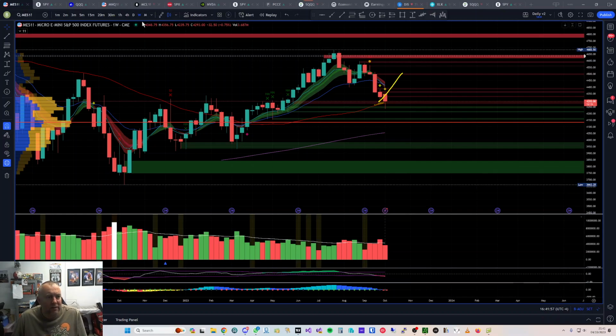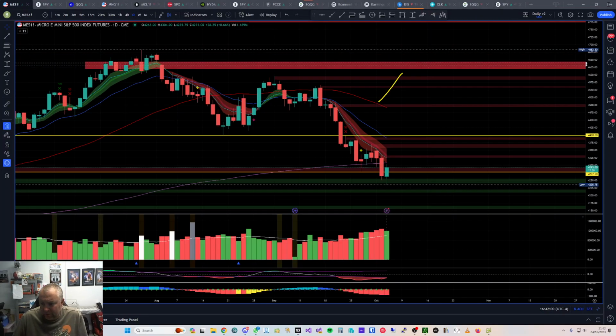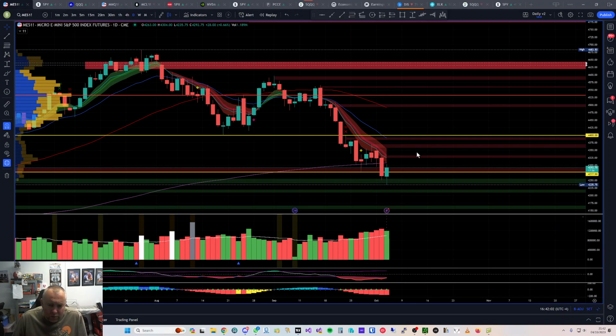But going back to the daily, we broke down through that flag pattern. We also closed below the 200 moving average. This is the 200 moving average coming up, so we closed below there yesterday, and it's looking more bearish, I think. But we have got this increase of volume as well, and one thing we've not seen yet is an ultra high volume bar, and that may indicate the end of the downtrend.